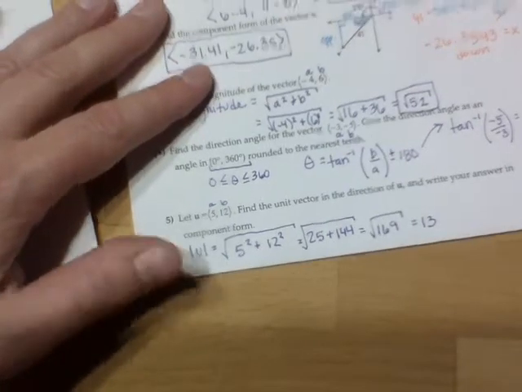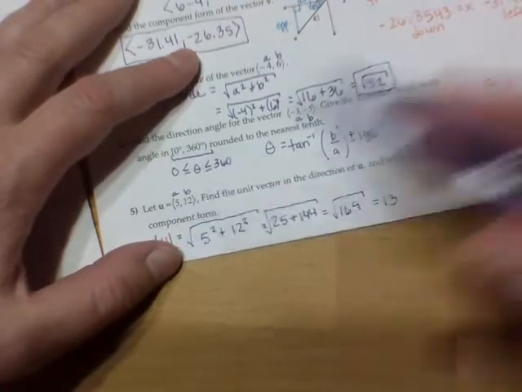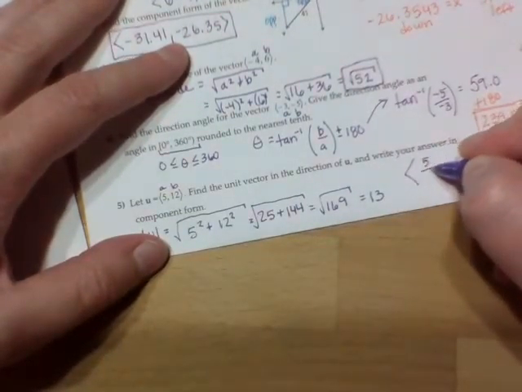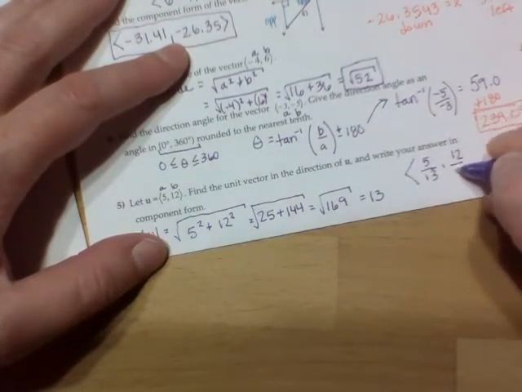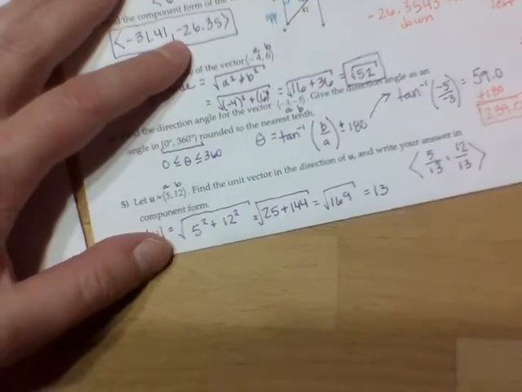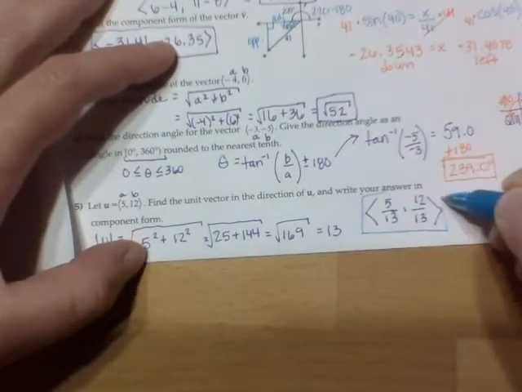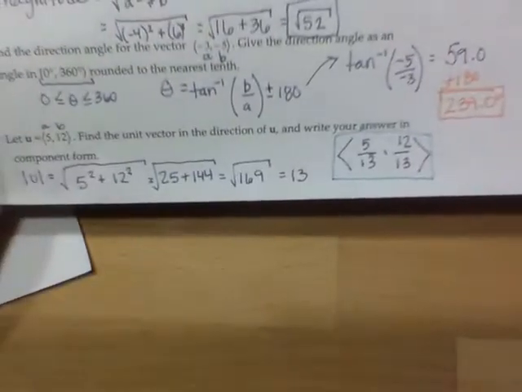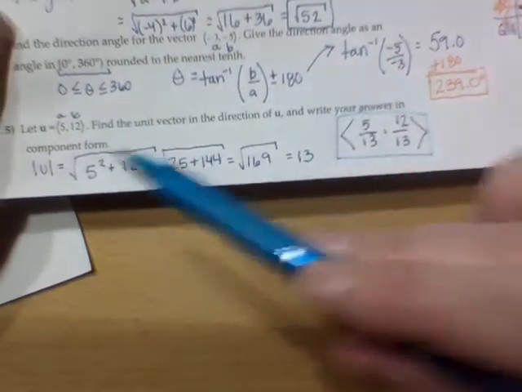All right, so that means that we are going to take both of our components here, 5 and 12, and divide them by 13. So we're going to have 5 13ths and then 12 13ths. And that is our component form answer. Again, you could have made those into decimals, but we try to avoid decimals as much as possible. So that is our unit vector in the direction of u in component form.